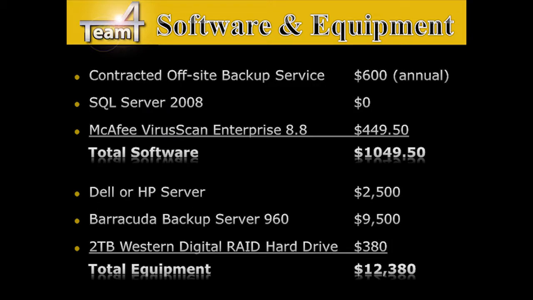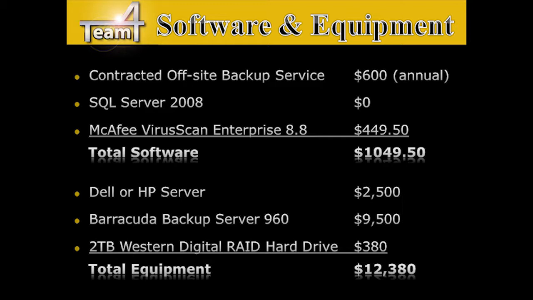$100,300. For our software costs, we're going to have a contracted off-site backup service. That'll be a $600 annual fee. Our SQL Server 2008 is already licensed, so that'll be a $0 fee. And our McAfee VirusScan Enterprise 8.8 will be $449.50, bringing our total software to $1,049.50. Our equipment is we're going to have a Dell or HP server. That's $2,500. A Barracuda backup server 960, priced at $9,500, and a 2 terabyte Western Digital RAID hard drive, priced at $380.